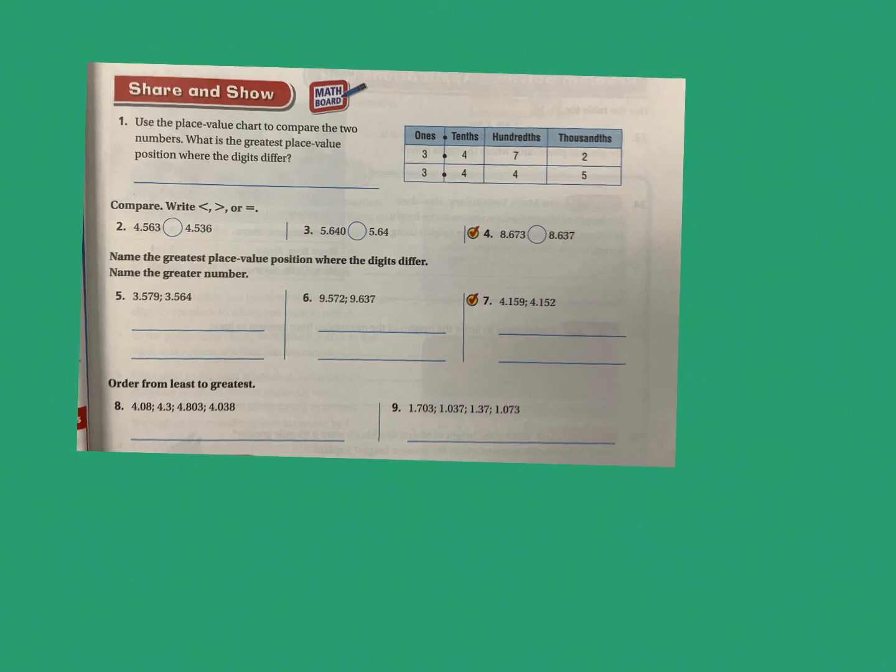Okay, this is the share and show. You can pause and try it anytime you feel like you're ready to. We'll use the place value chart to compare the two numbers. What's the greatest place value position where the digits differ? Always starting in the greatest place value.